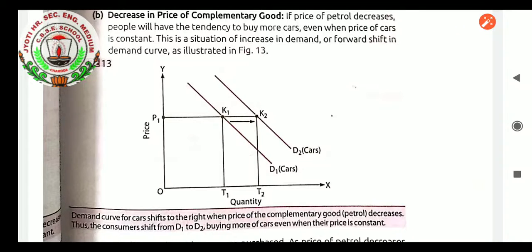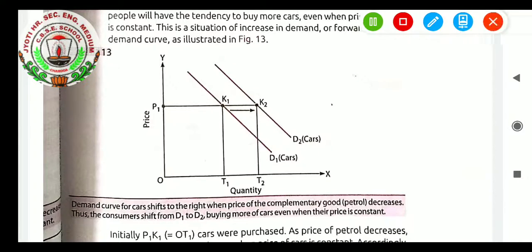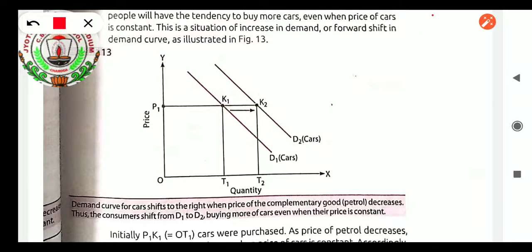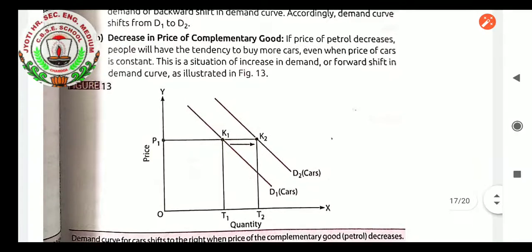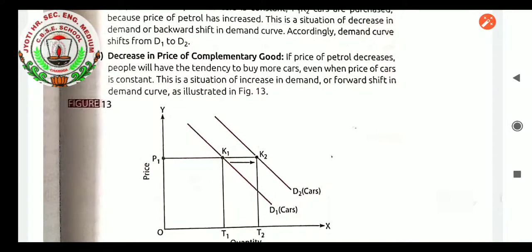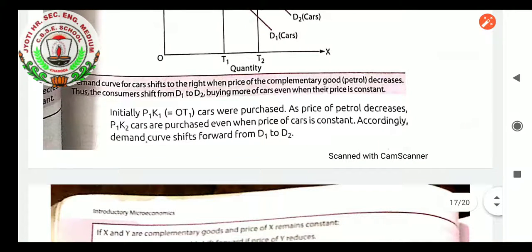This was the first quantity demanded, and this is the second. The first demand curve is D1 and the second demand curve is D2. What impact are we seeing? The demand curve has shifted from D1 to D2, a forward shift. Why did it happen? When the petrol price falls, people buy more cars, even when the price of cars is constant and not changing. But the price of the complementary good, petrol, decreases, and people start purchasing cars.